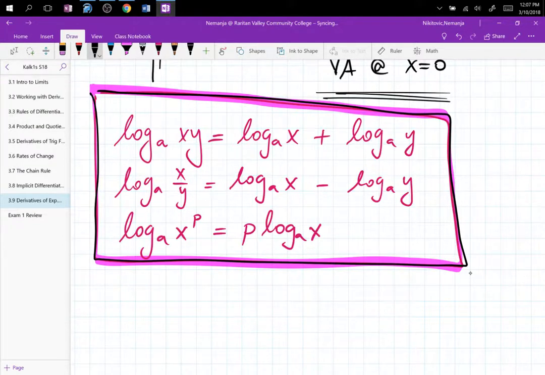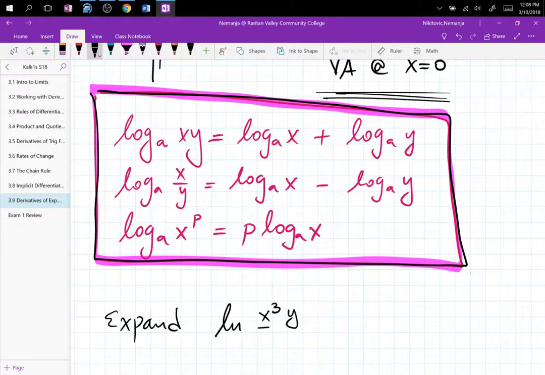We're still in pre-calc, clearly. We're not doing anything. Expand. Let's do ln. It's just a is e, so all of these logs become ln if a is e. So expand ln of x cubed y divided by square root of z.